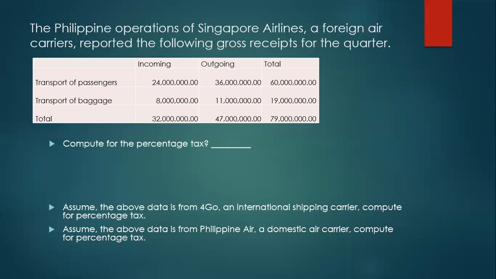Okay, next. The Philippine operations of Singapore Airlines, a foreign air carrier, reported the following gross receipts for the quarter. Incoming, transport of passengers, that's 24 million. Incoming, transport of baggage, that's 8 million. Incoming, that's 22,000. You have outgoing of 36, transport of passenger, transport of baggage of 11 million. So the total outgoing is 47. Total gross billing is 79. Now compute for the percentage tax.